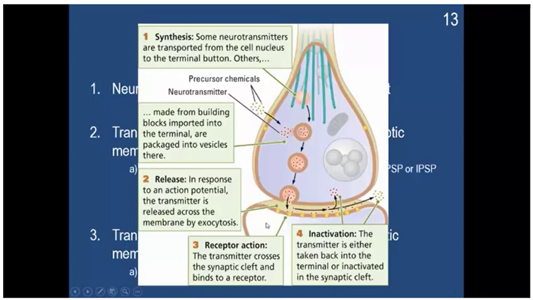Let me say that again. The neurotransmitter is not absorbed or brought into the postsynaptic cell. It only binds to the receptor and then is released. So inactivation has to occur through different processes, and we'll talk about that in a moment.